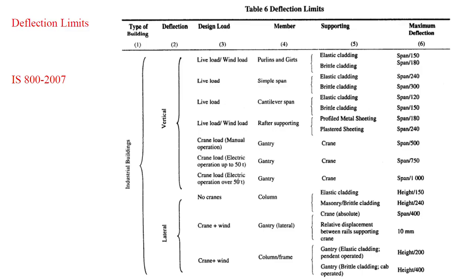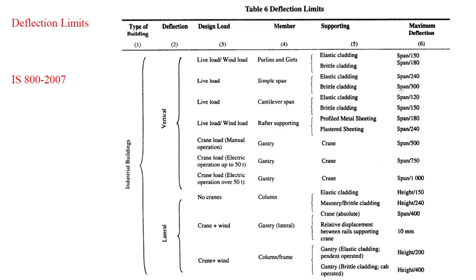For different types of loads, different deflection limits are given as per IS 800 2007, Table 6. If you go there you can see the different deflection limits of the section. The maximum deflection should not be more than these values, span by 150 or span by 180.